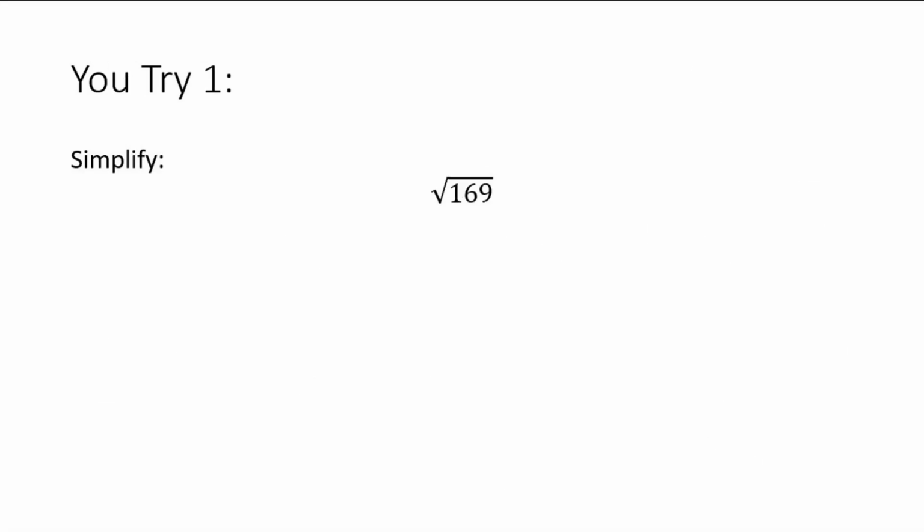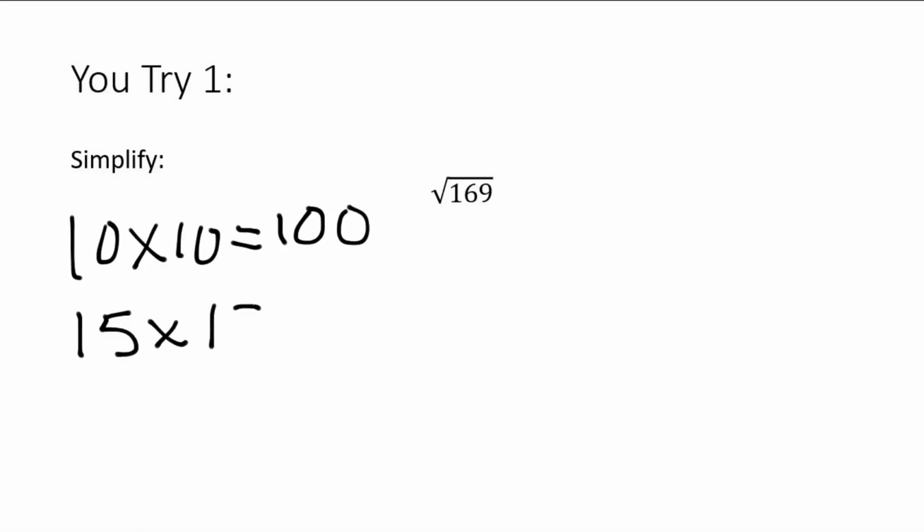Excellent. Go ahead and pause the video and try to find the square root of 169. Now that you've done that, let's find it together. So the square root of 169, well, we know that 10 times 10 is 100. So we know that it's bigger than 10. Okay, let's try 15. 15 times 15.